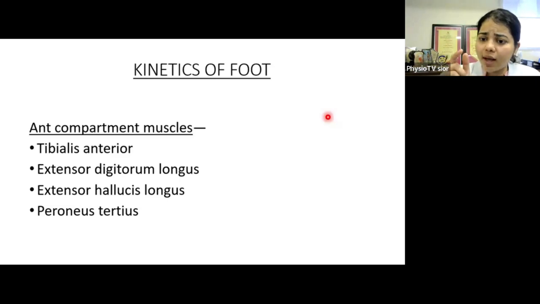During swing phase, what happens? They will work concentrically because now I need them to dorsiflex and extend the toes to clear the foot off the ground. For dorsiflexion to occur in a pure sagittal plane, my inversion-eversion forces must be balanced, which means my tibialis anterior and my peroneus tertius, both these muscles have to be balanced. If there is isolated tibialis anterior paralysis, my dorsiflexion will still occur because I still have my peroneus tertius, but now it is going to be accompanied with eversion.